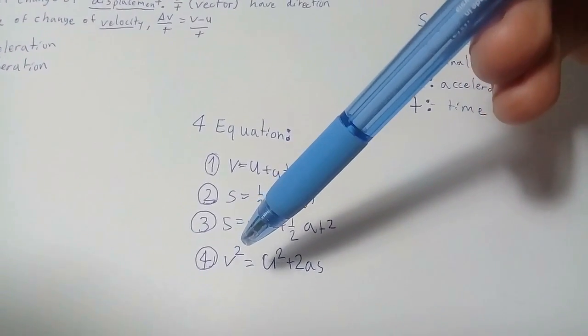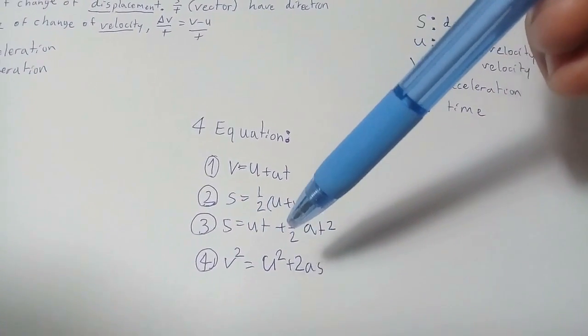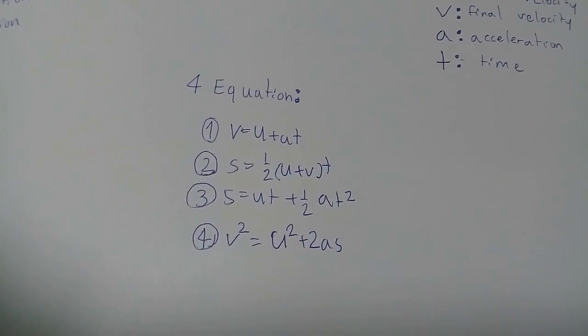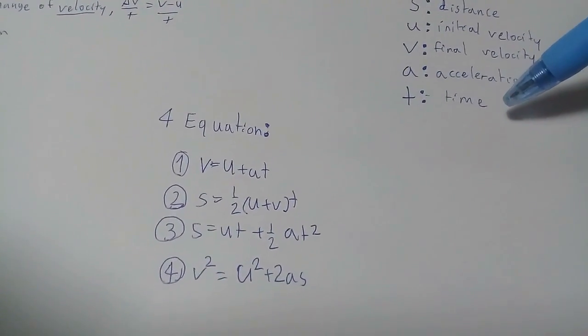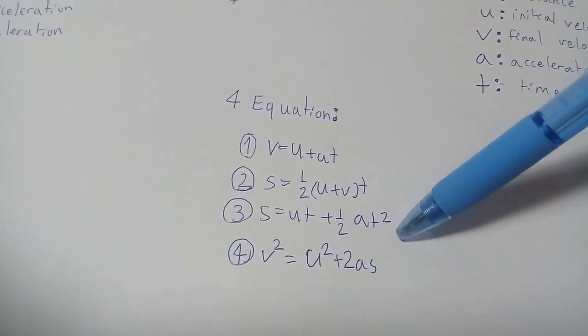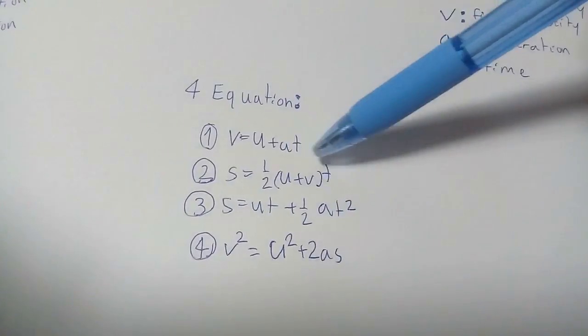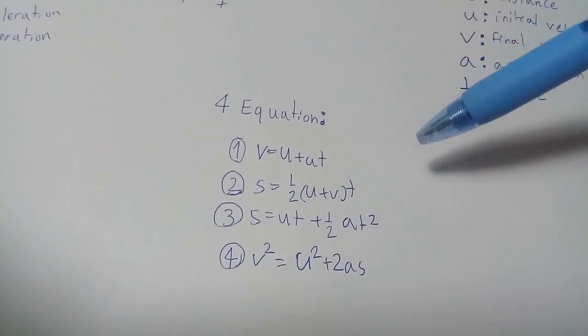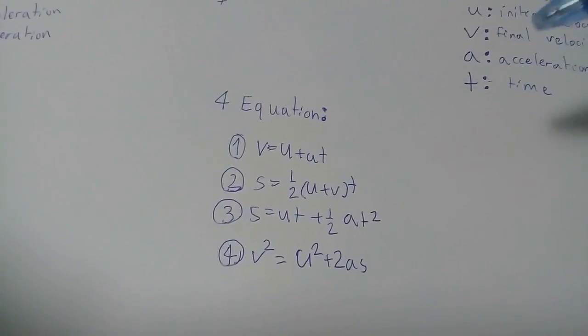Fourth, v squared equals u squared plus 2as. We use this one when the time is not given. As you can see, there's no time needed for this equation. So these four equations have different uses for what you are given and what you want to find.